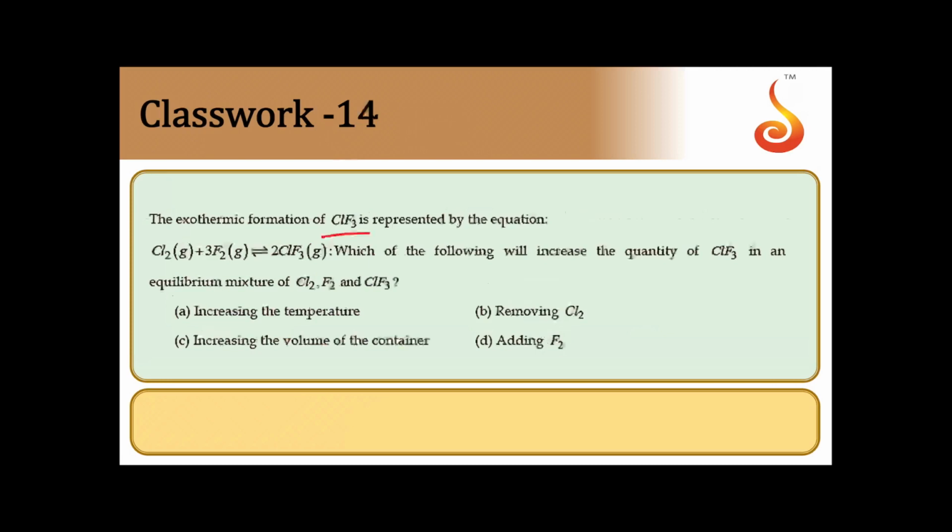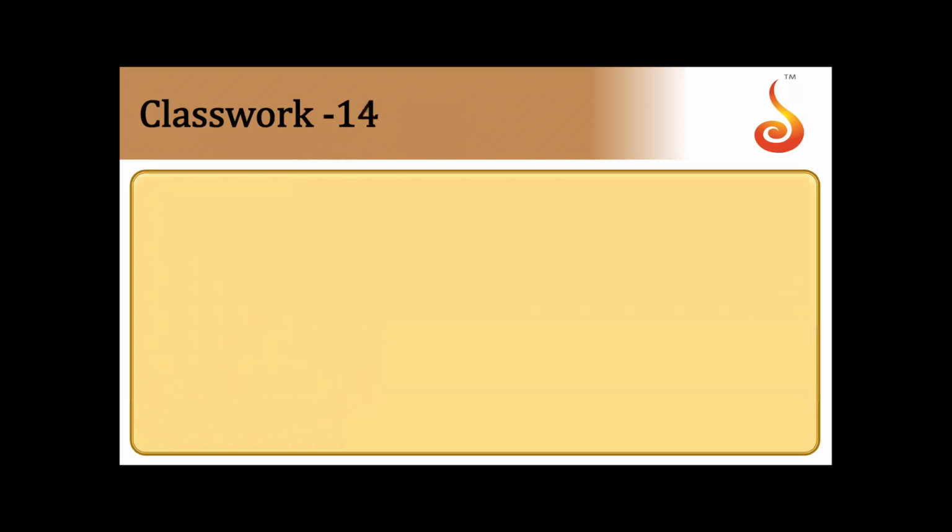So the reaction is exothermic in nature. When you see an exothermic reaction, it means high temperature disfavors and low temperature favors the forward reaction, that is, the right hand side. Low temperature favors the forward reaction.